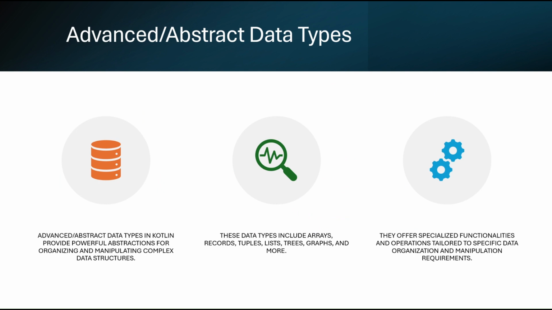For advanced and abstract data types, Kotlin provides powerful abstractions for organizing and manipulating complex data structures. These data types include arrays, records, tables, lists, trees, graphs, and more. They offer specialized functionalities and operations tailored to specific data organization and manipulation requirements.